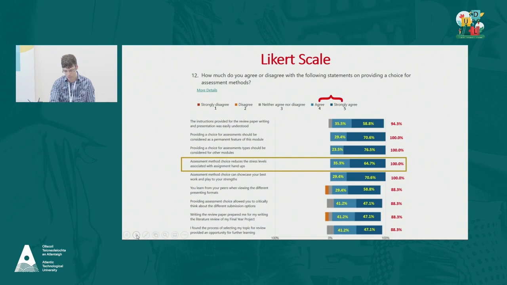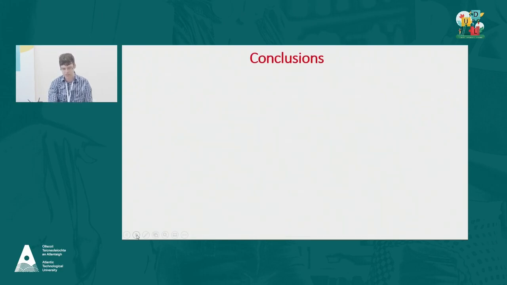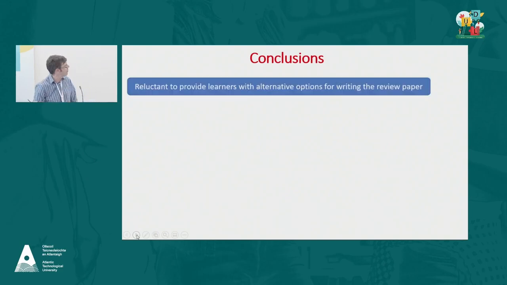And then one other one that came in at 100% for agree and strongly agree: assessment method choice reduces the stress levels associated with assignment hand-ups. And then in conclusion, I have a two-part here, and I'll probably revisit this next semester with other modules. At this stage, I was kind of reluctant to provide learners with alternative options for writing a review paper. I suppose simply because engineers don't like to write, even though it's a necessary skill.